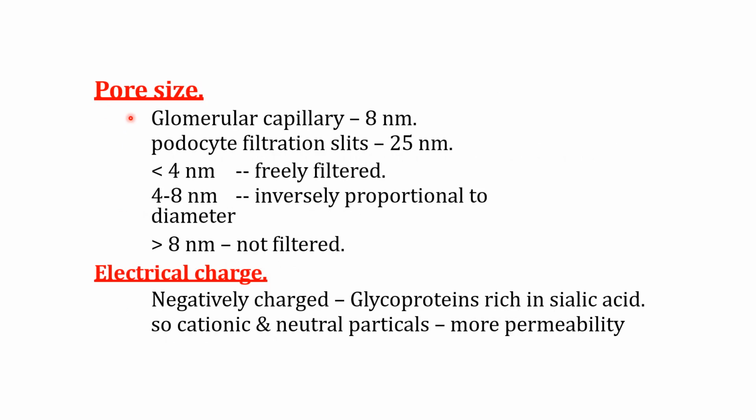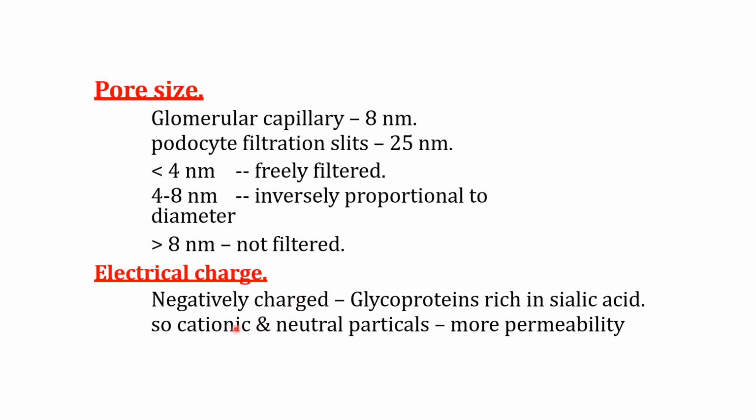the pores. So if we see the pore size of glomerular capillary, it is 8 nanometers, and podocyte filtration slits are of 25 nanometer size. And substances, if their size is less than 4 nanometers, are freely filtered. If their size is between 4 to 8, the filtration is inversely proportional to their diameter. And if the size is more than 8 nanometers, it is not at all filtered.